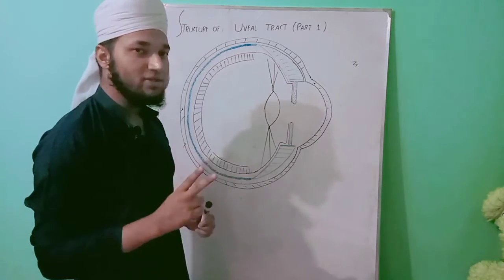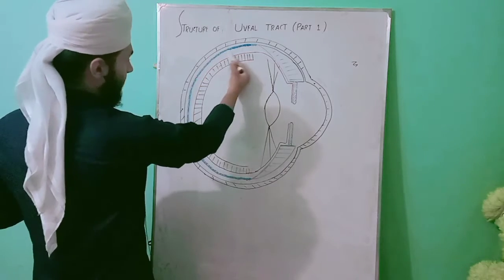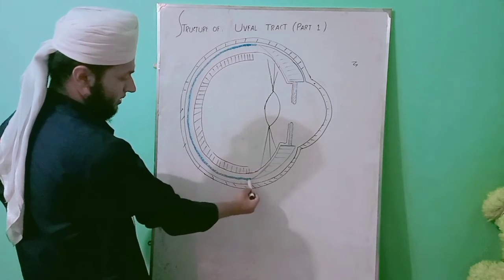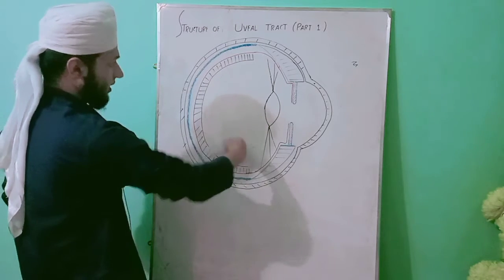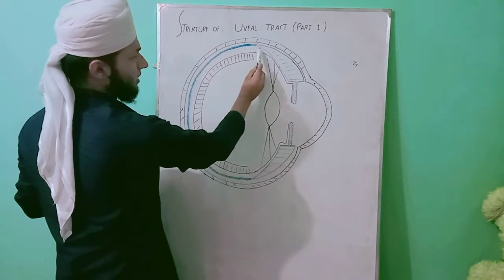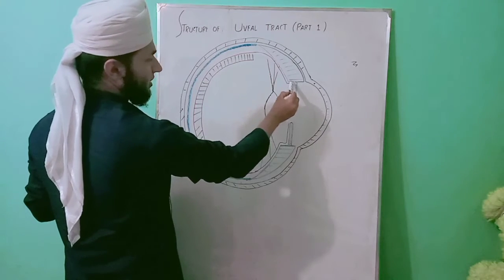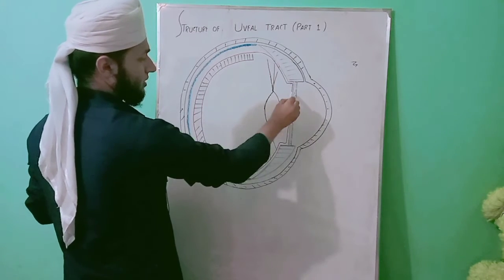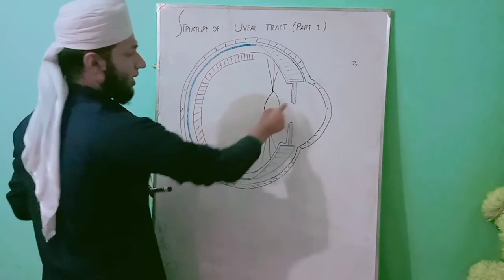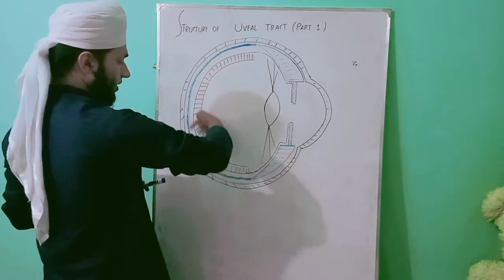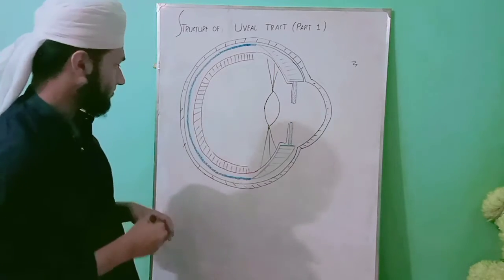This uveal tract consists of three parts. This posterior part, from here up to here, is known as choroid. Then as you move anteriorly, this thickened part is known as ciliary body, and then more anterior you will find a diaphragm with variable aperture. This is known as iris. So iris, ciliary body and choroid, these three comprise the uveal tract.